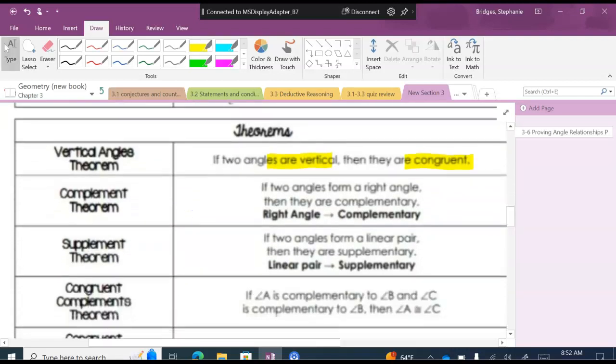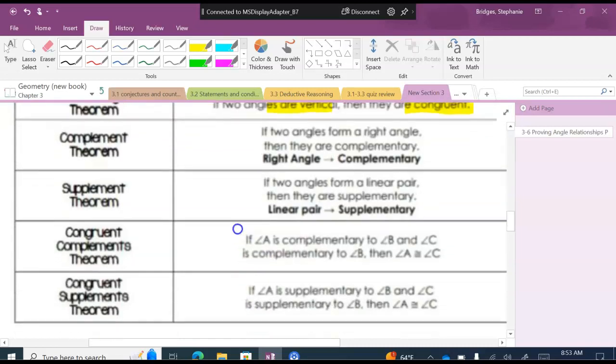You have the supplement theorem. It says if two angles form a linear pair, then they are supplementary, which means they add up to be 180 degrees. Another thing we can use in a proof. Everybody okay with that so far? I'm going to have to explain these next two a little bit more.